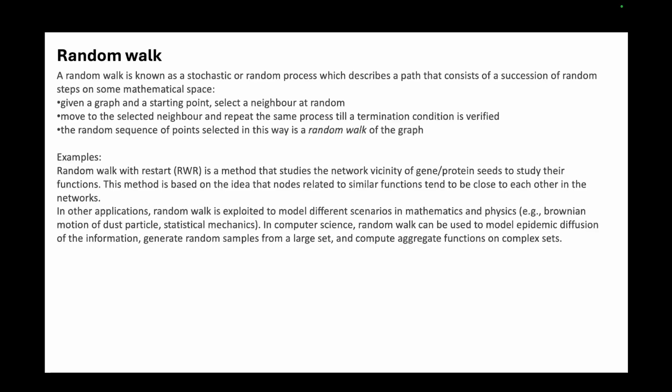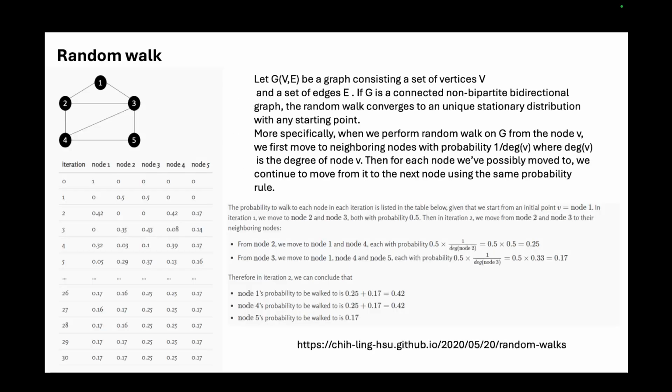There are various types of random walk. One is random walk with restart, where you terminate the walk and then restart a walk again randomly to see what the possible random walks in the graph are. This is a technique that is used to study the network vicinity of gene and protein seeds to study their function. This method is based on the idea that nodes related to similar functions tend to be closer together in the networks, right? So say, for example, you want to do a random walk here.